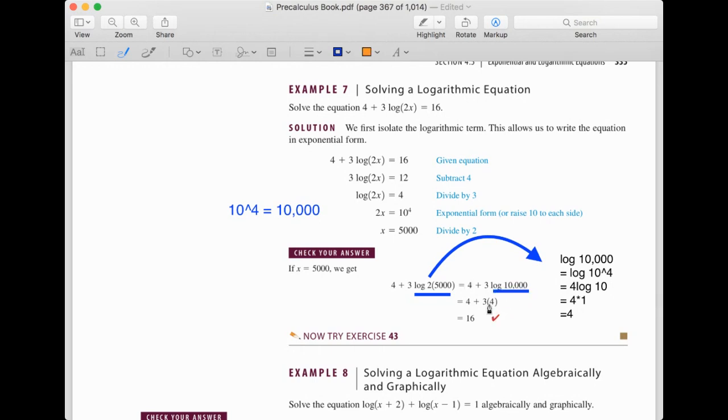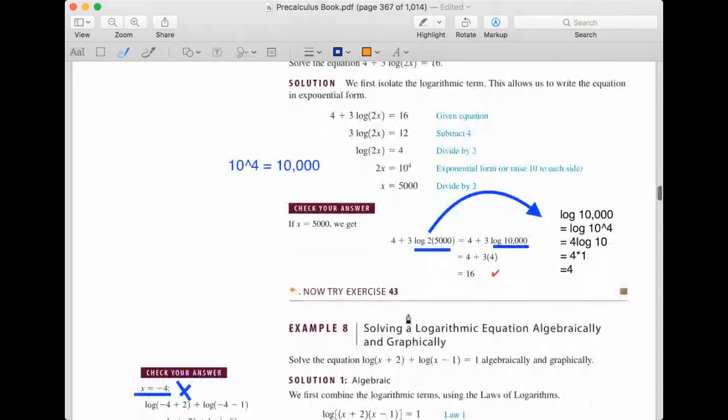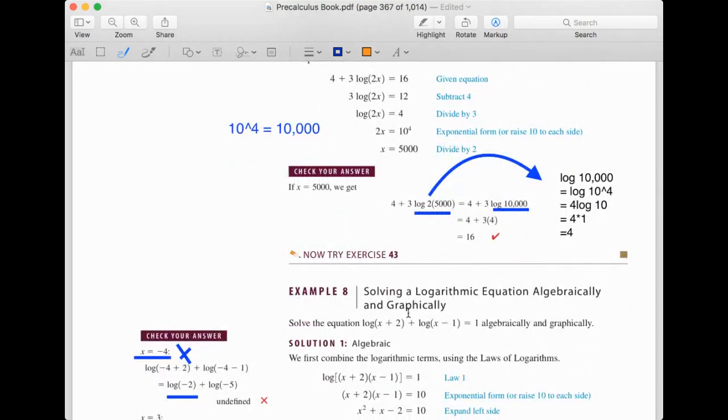But then when you put it back in, you have 4 plus 3 times 4. 3 times 4 is 12. 12 plus 4 is 16. Okay, good question. Any other questions?